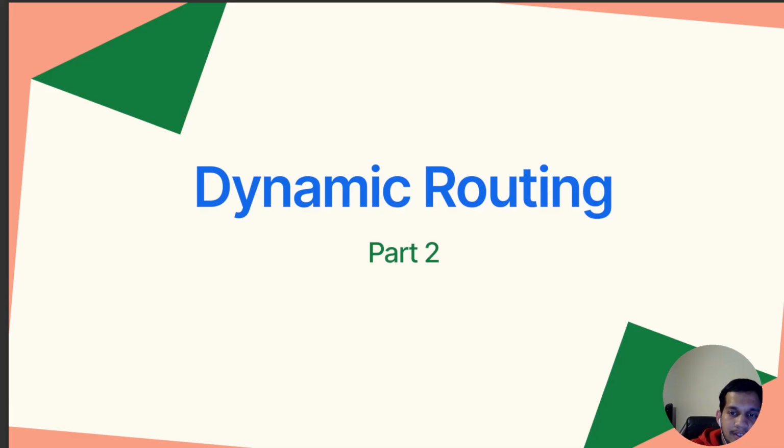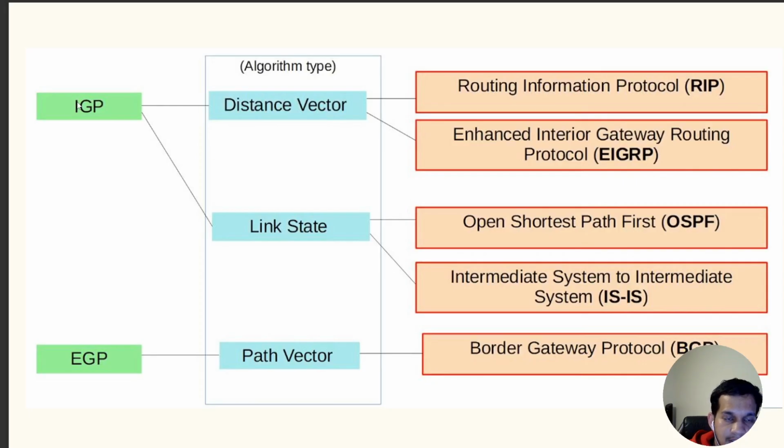In this video we are going to study dynamic routing part 2. In the previous video we saw dynamic routing, why dynamic routing is preferred over static routing, and the types of dynamic routing. So these are the types of dynamic routing, IGP and EGP. And then in this video we are going to look more at distance vector and link state.